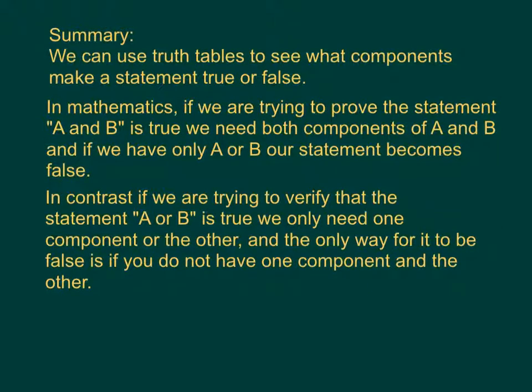So in conclusion, we can use truth tables to see what components make a statement true or false in mathematics. If we are trying to prove the statement A and B is true, we need both components of A and B. And if we have only A or B, our statement becomes false. So in contrast, if we are trying to verify that the statement A or B is true, we only need one component or the other. And the only way for it to be false is if you do not have one component and if you don't have the other.